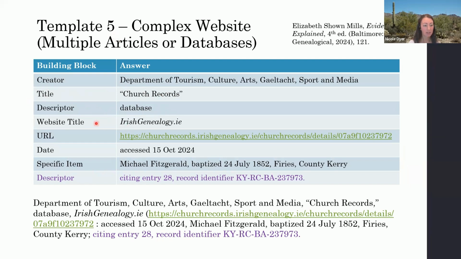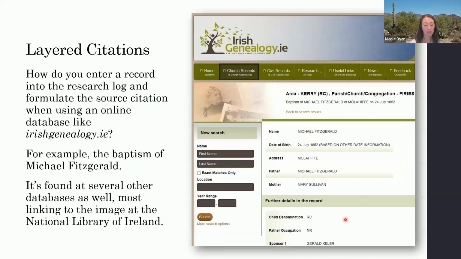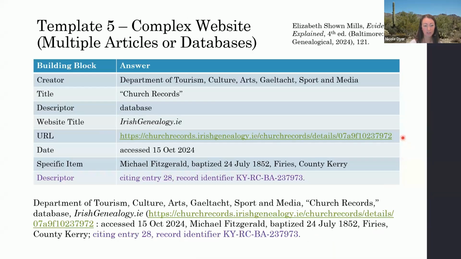Then the website title is in italics. That's going to be irishgenealogy.ie. And then the where question, the answer to that is the URL. So I put in the specific URL that takes me to this page showing the transcription of Michael Fitzgerald's baptism. It's always my preference to use the full URL that takes you to the exact item of interest if possible. And so that's why I've included the full thing there.